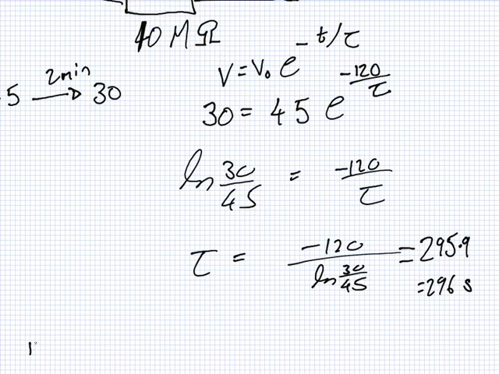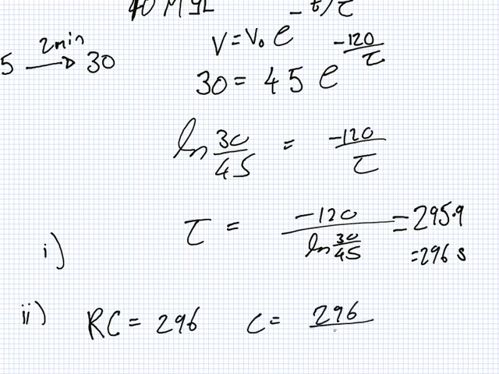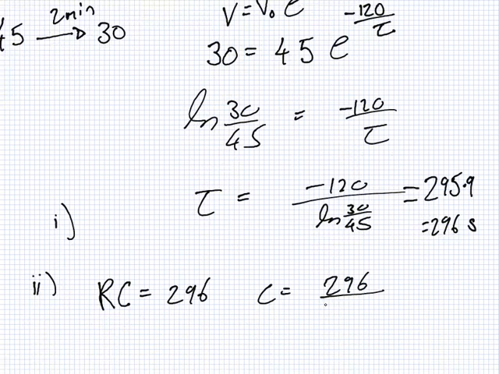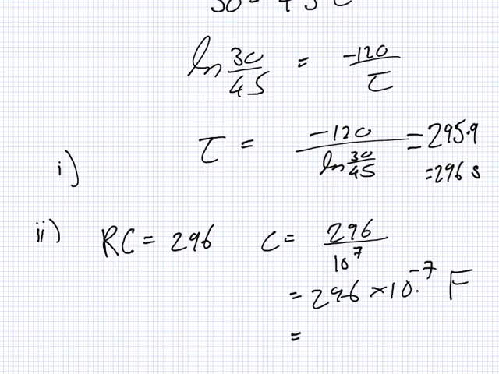Capacitance of the series combination, the total capacitance for the series. No problem, because tau equals RC, so C equals 296 over 10 mega ohms, that's 10 to the 7. So the answer is 296 times 10 to the minus 7 farads, that's 29.6 microfarads.